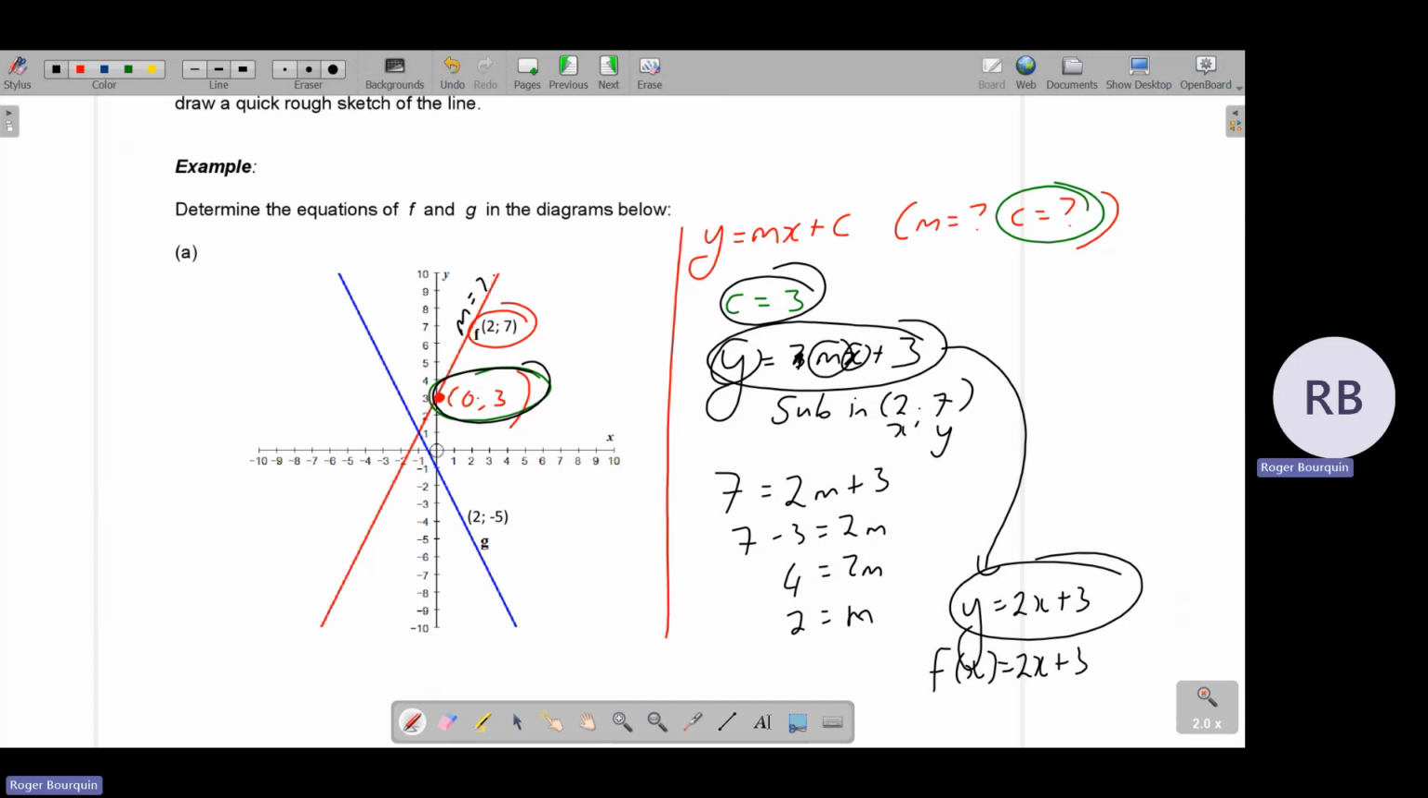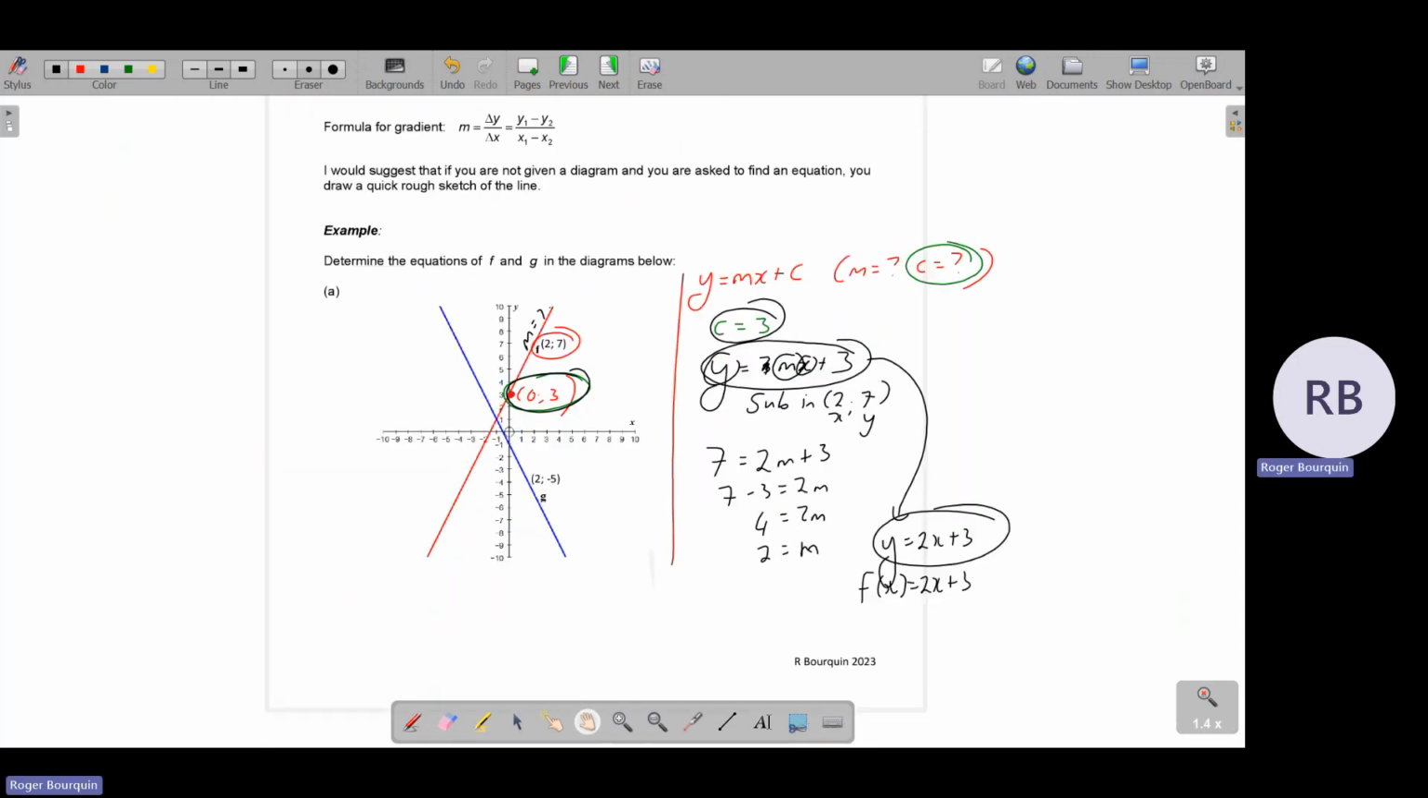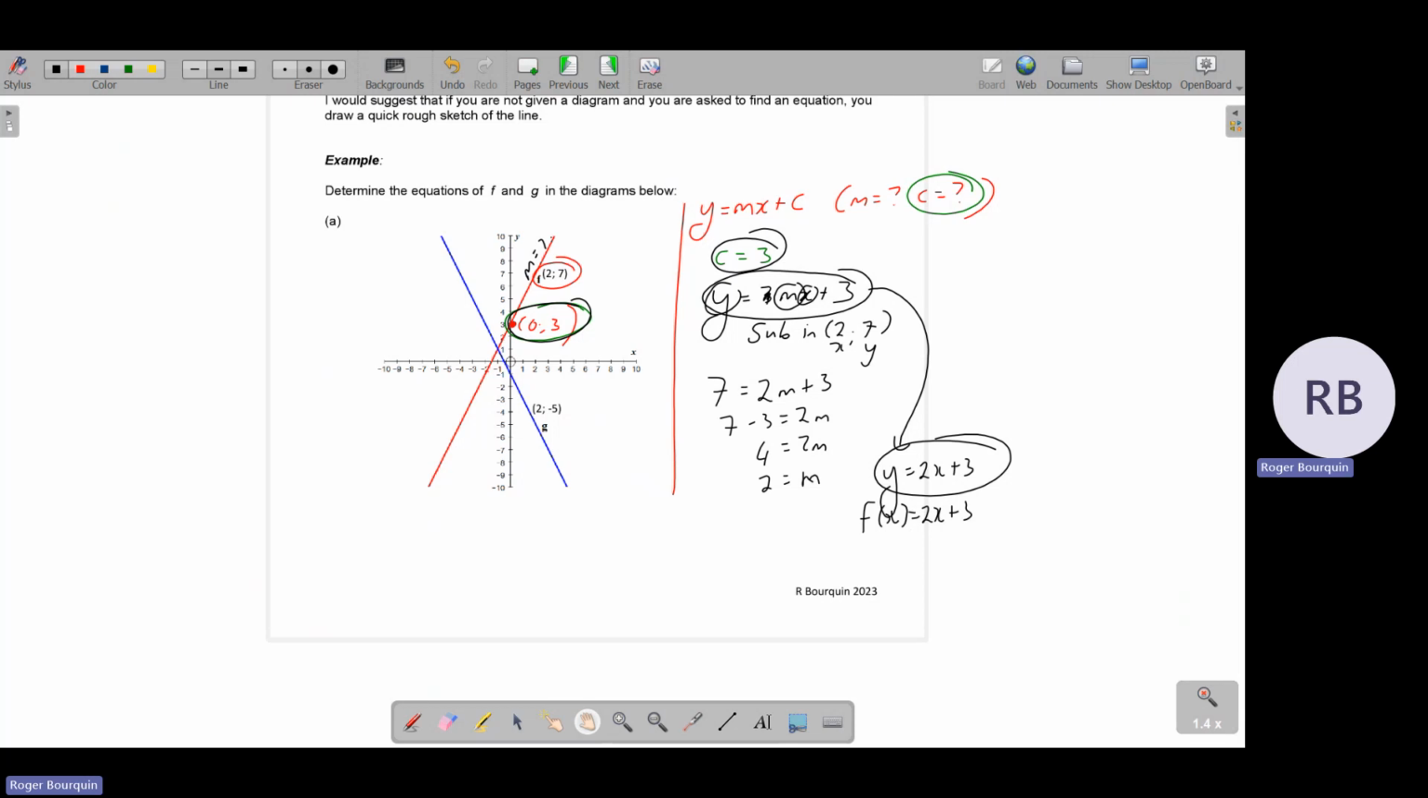Okay, if I'm looking for the equation of the blue graph, try to do that if you haven't done it. So for this blue graph, what do I know about it? Well, I know that C is the point (0, -1), so I've got the y-intercept. And I also know it goes through the point (2, -5).